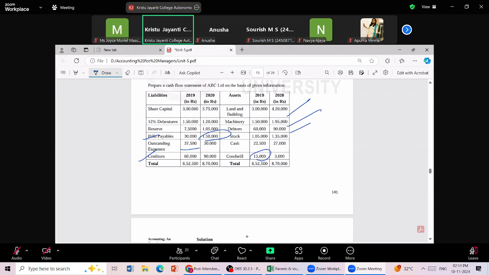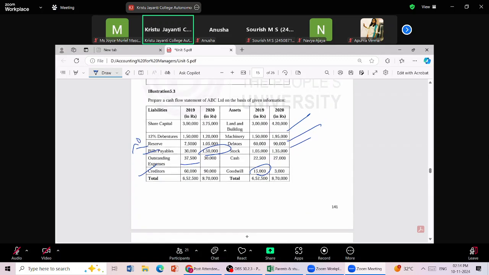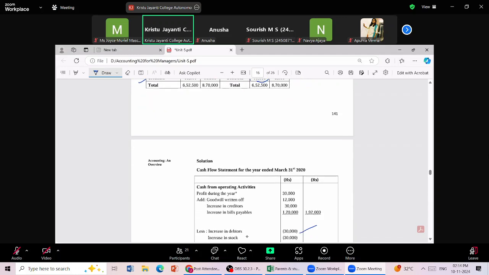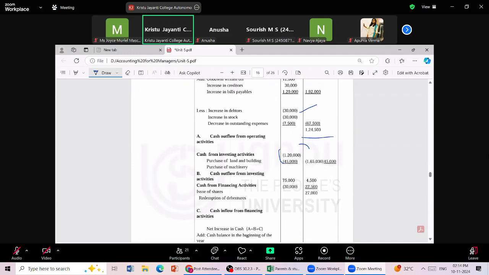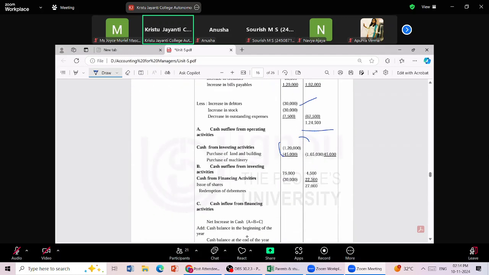Then moving to the liability side, financing activity. Financing reserve came in operating items, so in operating activity it came. Now what are the items? Share capital and debenture are there. So share capital was 3 lakh. There is an increase, which means more shares are issued. The fund has come. So how much? Around 75,000. It should be added. So you can see here issue of shares 75,000.